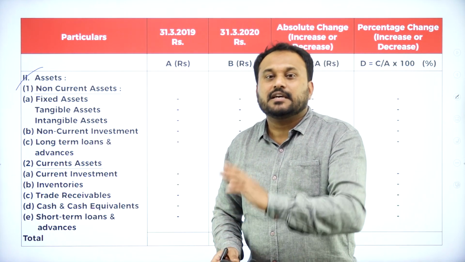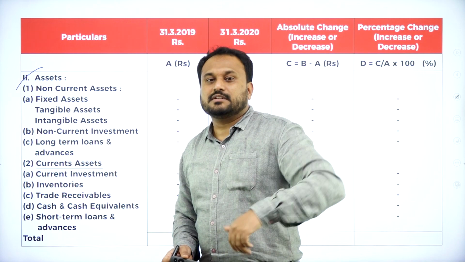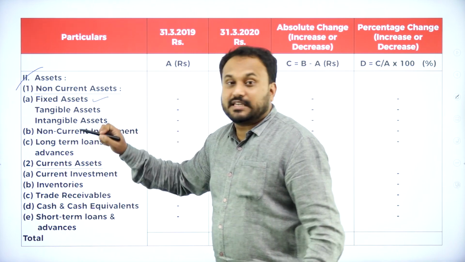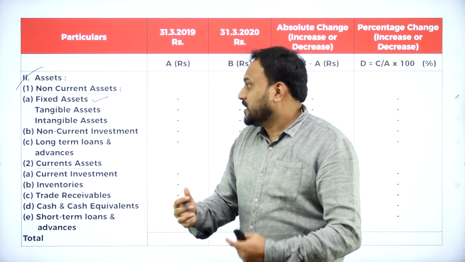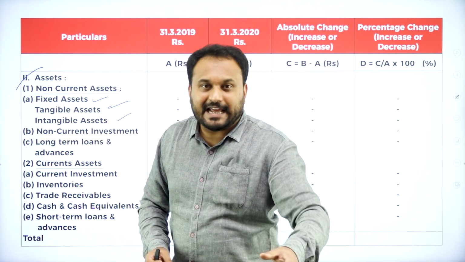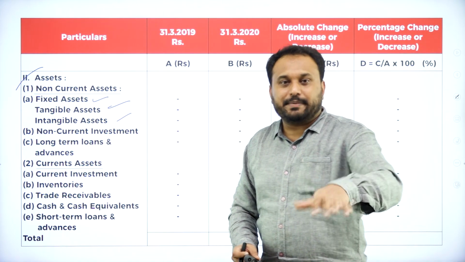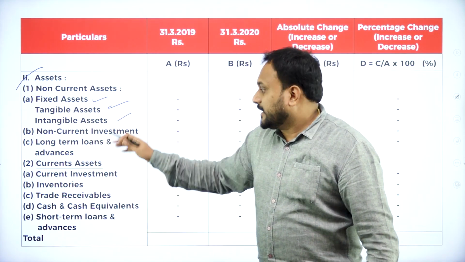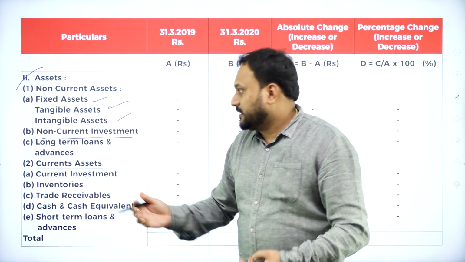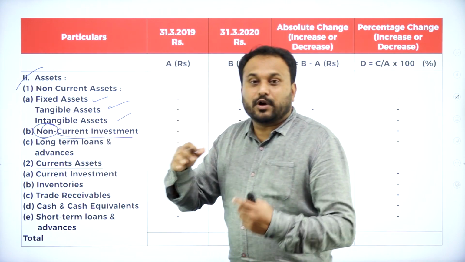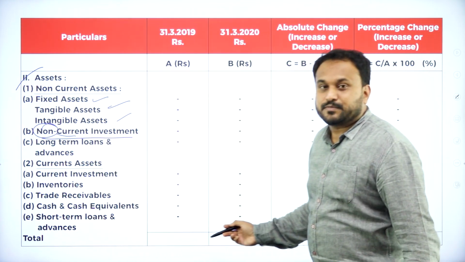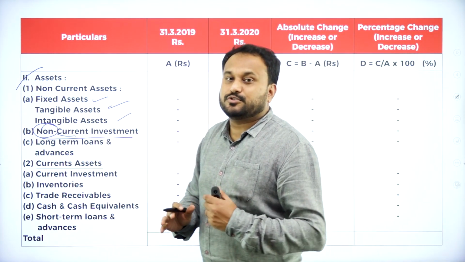What are non-current assets? You cannot easily convert them into cash. That is called non-current. In non-current, you have fixed assets, which you can't easily convert into cash. In that you have tangible and intangible assets. Tangible is what you can touch and feel. Intangible is what you cannot touch and feel, like your goodwill, your patent. Same way, non-current investments: whatever is non-current you put here, whatever is current you put here, then total it. These are the particulars you are supposed to go with.